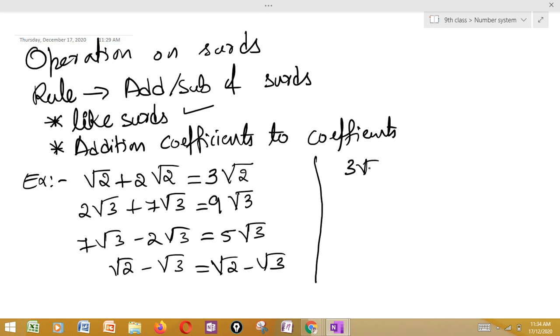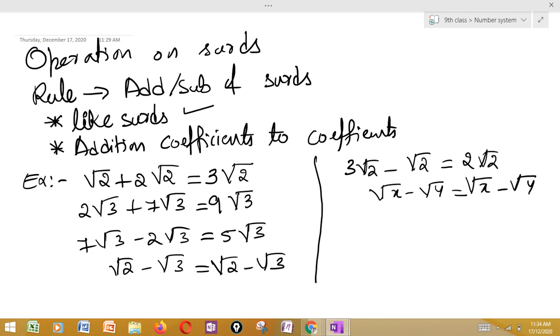Okay. 3 root of 2 minus root 2. What is the result? Very good. 2 root of 2. Then root x minus root y. What is the result? The same thing you are going to get, or are you going to write root of xy? Whether you will write root of xy in this way. What will be the result? Root x minus root y. Very good. The same question will be repeated, root of x minus root y.